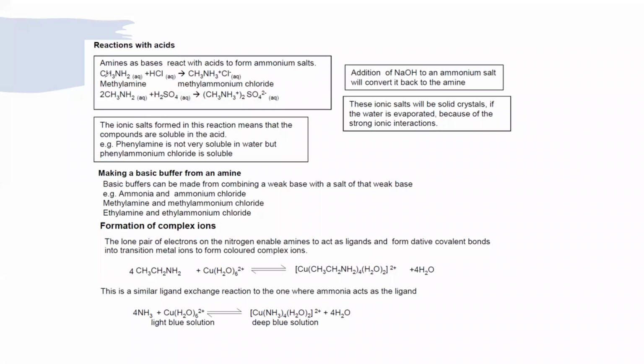Because these amines are basic, the acid-base reaction will result in the formation of a salt. If we have a mixture of a weak alkali and its salt, we call that a buffer solution. So a basic buffer solution can be formed by mixing an amine, ethylamine or methylamine, with ethyl ammonium chloride or methyl ammonium chloride.